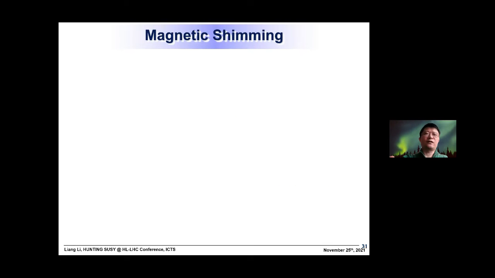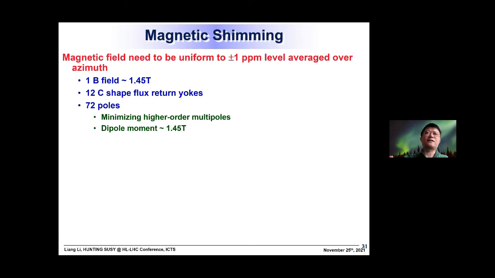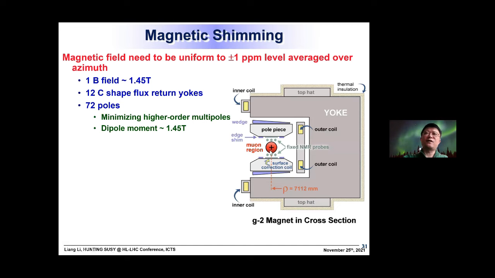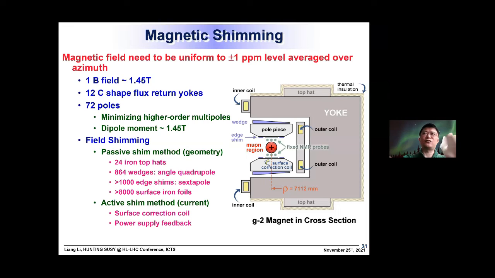And then let me quickly go to the omega_p, and this is the magnetic field, right? It's 1.45 Tesla, and it has different yokes and different poles. So the beams go inside this one, right? And then you have this phase shift yoke to provide the dipoles, and then the beams go in between. And then we have a lot of shimming techniques. We have passive shimming, we have active shimming, both to make sure the magnetic field is uniform, right?